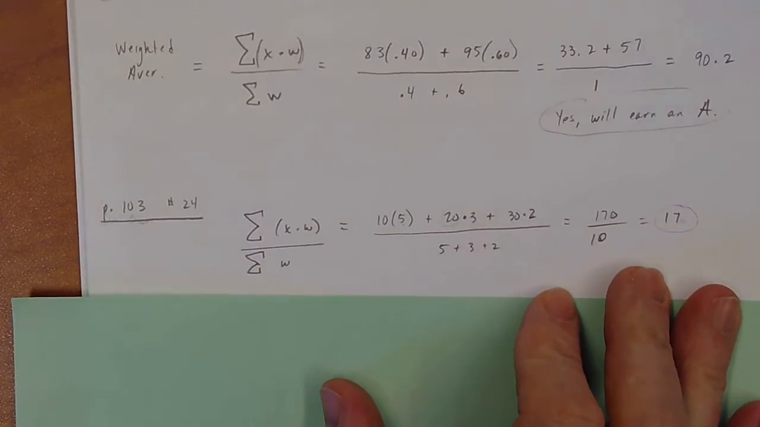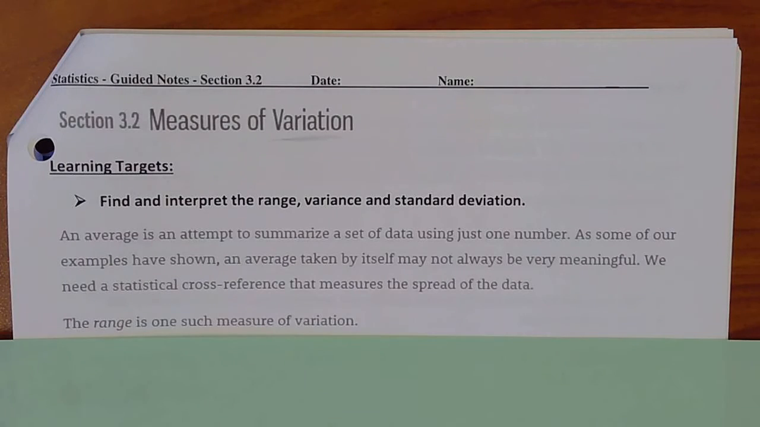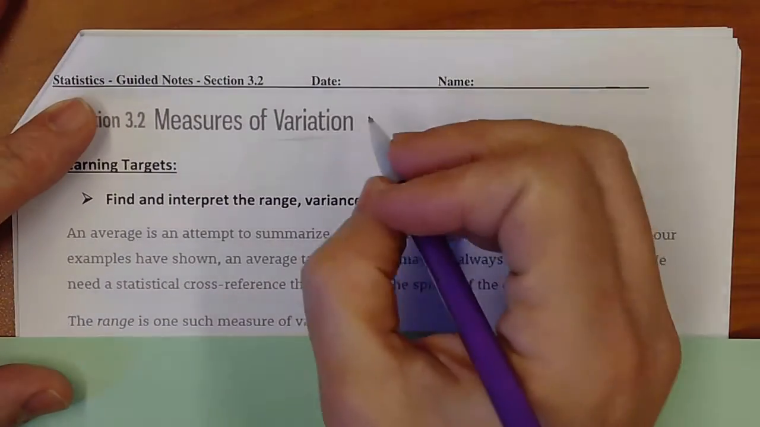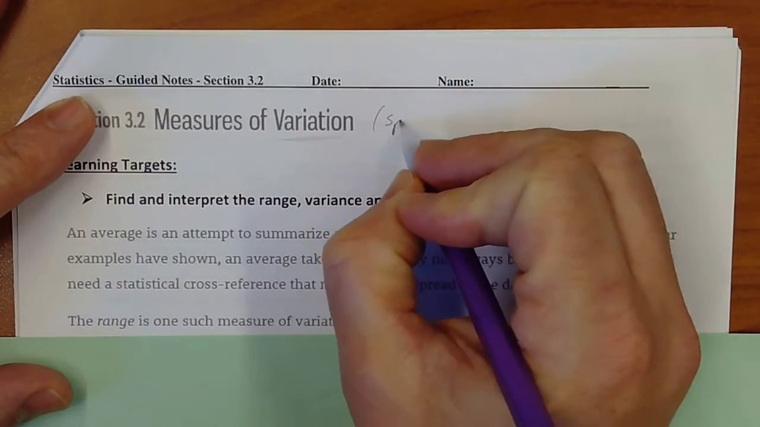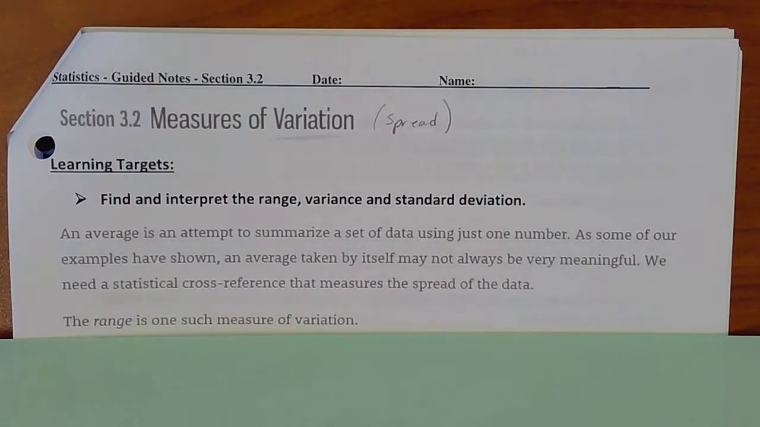All right, I think that wraps up 3.1. It does. So let's transition to the first part of 3.2. Go ahead and turn the page. All right, so 3.1 was measures of center, central tendency. Now this is measures of variation. Variation is just another word for spread. Okay, what does the spread of the data look like?